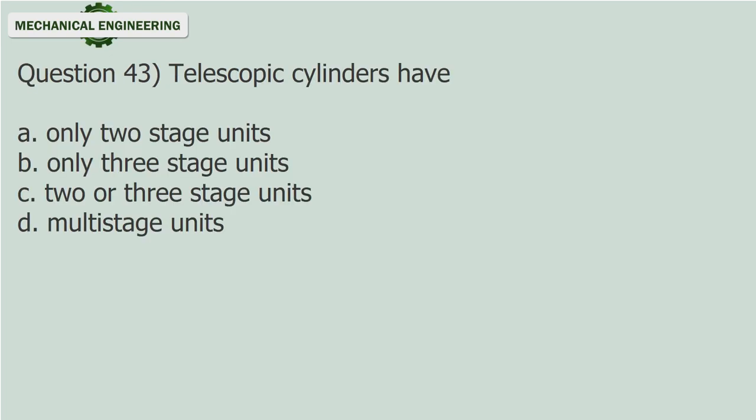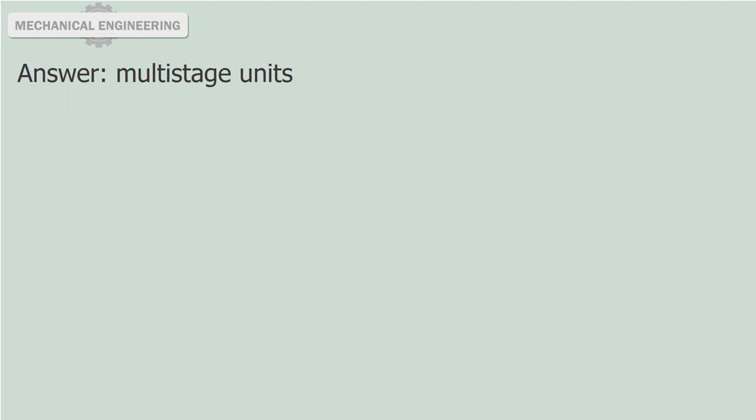Question 43. Telescopic cylinders have A. Only two-stage units. B. Only three-stage units. C. Two or three-stage units. D. Multi-stage units. Answer: multi-stage units.